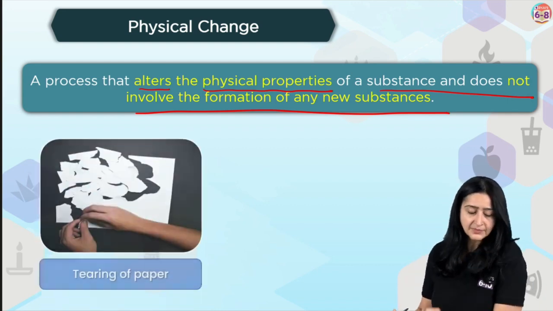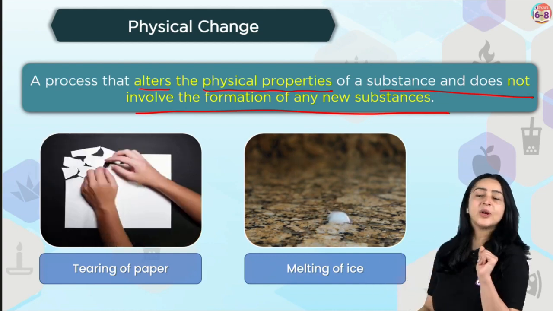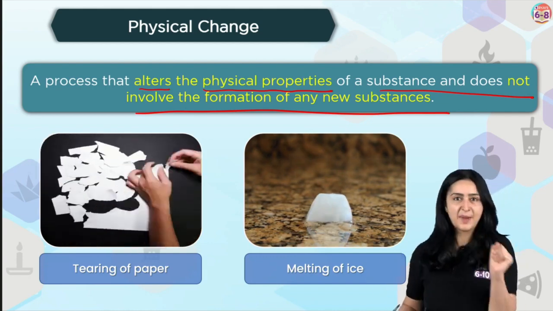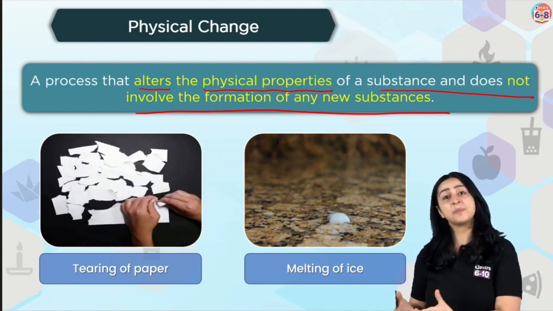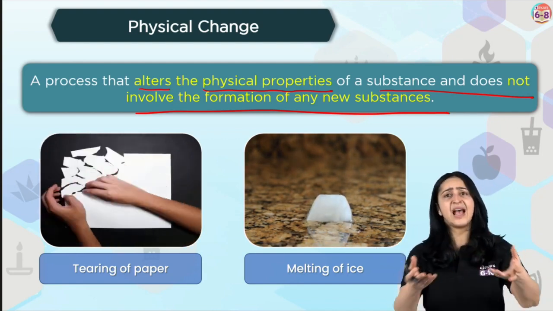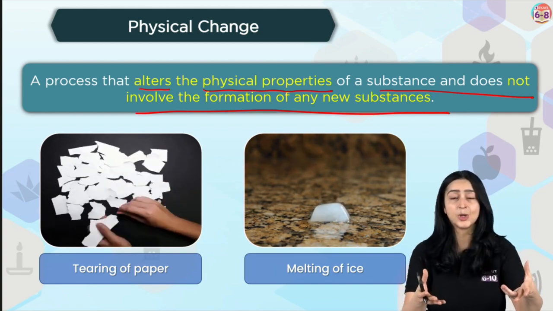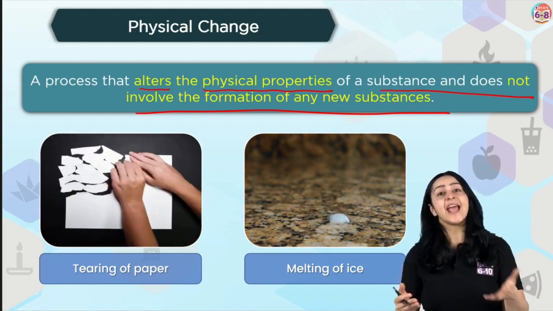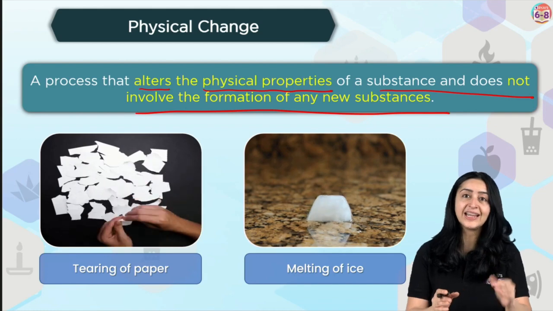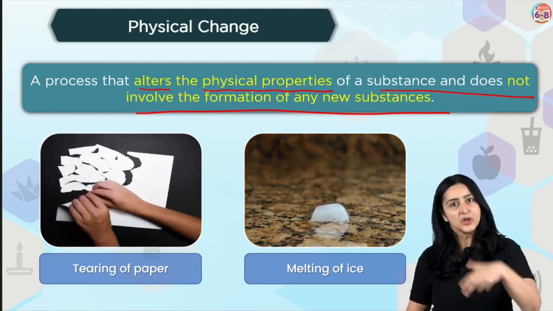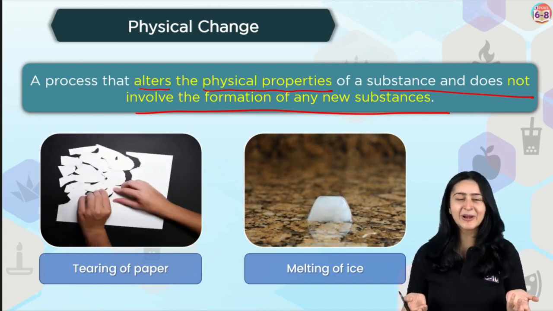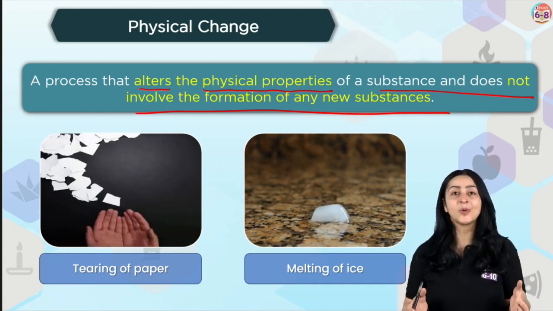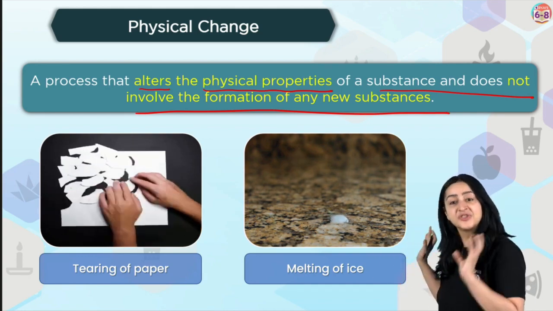Okay, so for example, when you're talking about tearing of paper, you take the paper and you tear it. What are you doing? You're changing the physical property. What is the physical property over here? It's the size, or the shape of the paper that is changing. But when you tear that paper, which is a change definitely, are you getting a new substance out of that? No. Paper is still paper only, right? So no new substance is formed over here, and this is why we say it's a physical change.